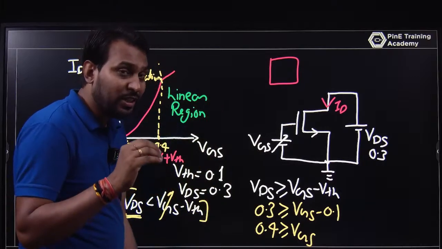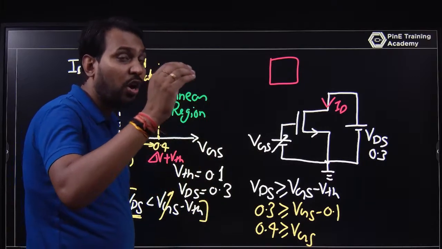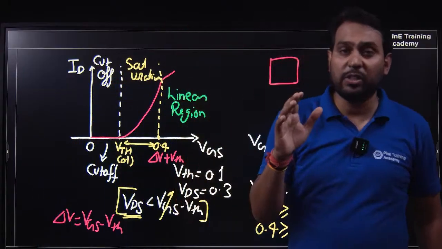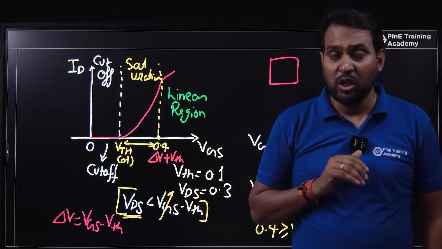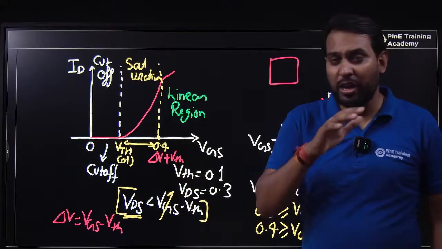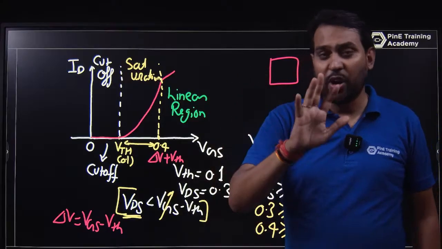The linear region means that VDS is not equal to VGS minus VTH, it is less than that. So current can flow with VDS, and that current is controlled by the voltage.